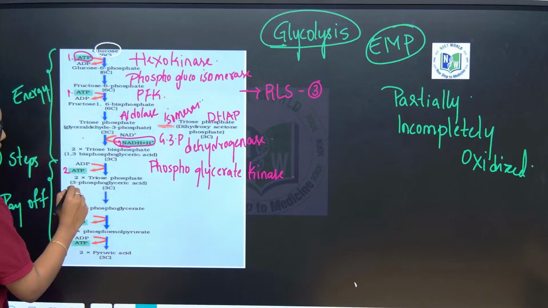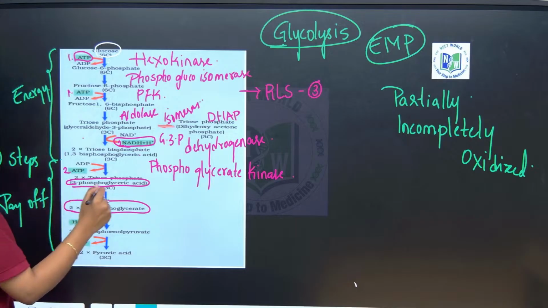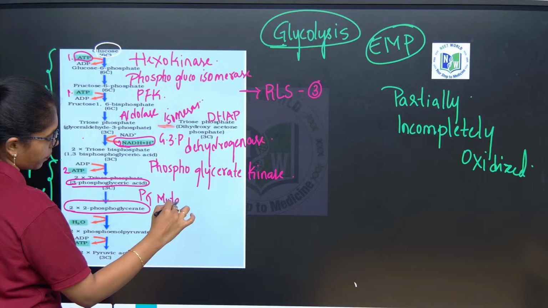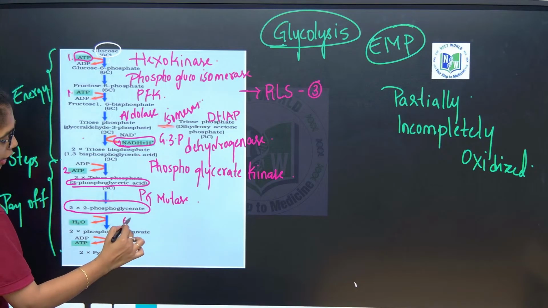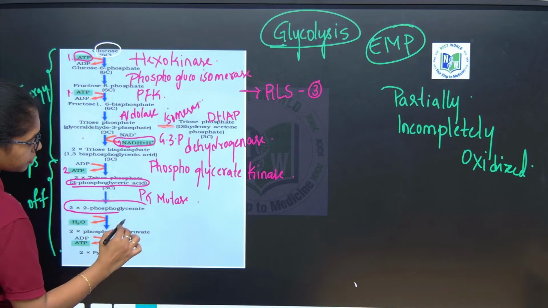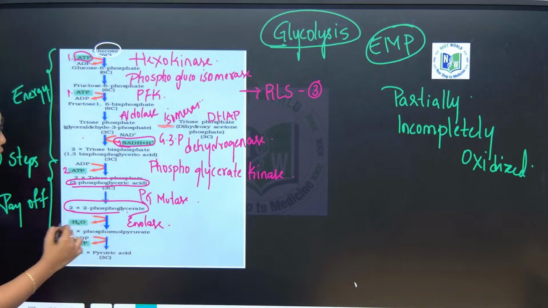Next, 3 phosphoglyceric acid to 2 phosphoglyceric acid. Okay, this is by phosphoglycerate mutase. And finally, enolase is the enzyme here which converts 2-phosphoglycerate to phosphoenol pyruvate. Here hydrolysis happens where a water molecule is being removed.